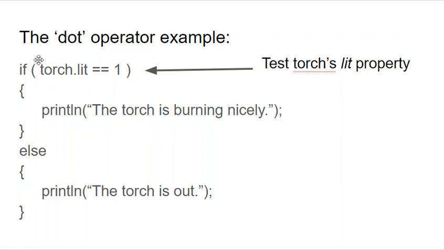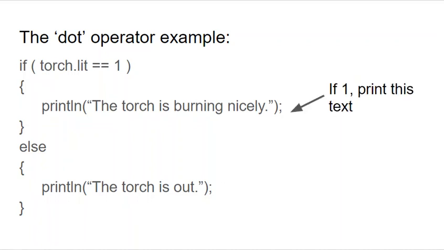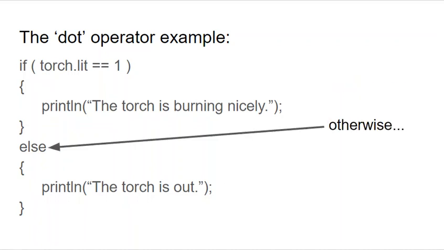So we're using the dot operator in conjunction with the torch to go in and get out a particular property. So if you just read it as the apostrophe S, you'll be in great shape. If the torch's lit property is equal to 1, then do this. Otherwise, do that, right? Print the torch is out. And we just kind of went over that.